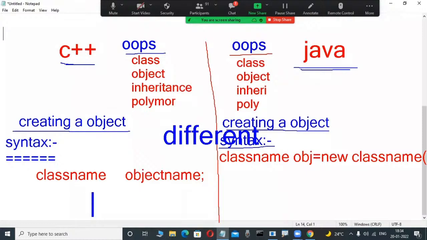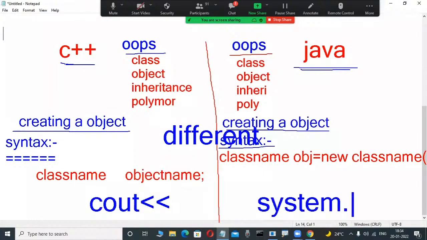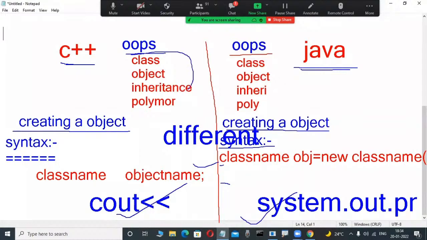Suppose in C++ I want to display output, cout is a function for streaming output only. And now in Java, what is the function? System.out.println is there. That's why syntactically different. Functions are also totally different in these two object-oriented languages. But conceptually, some OOPs concepts are the same. OOPs concepts are same.